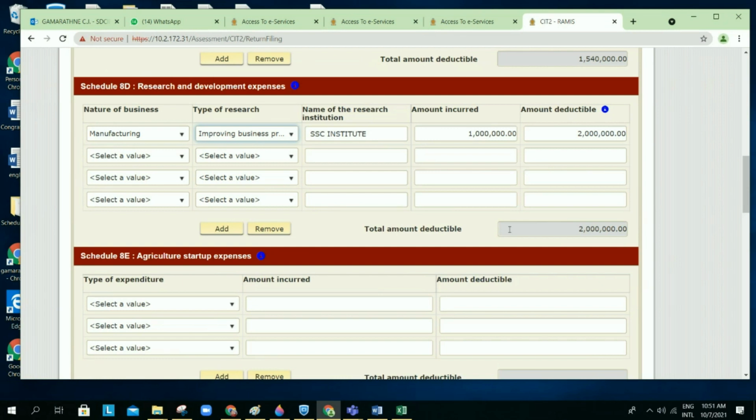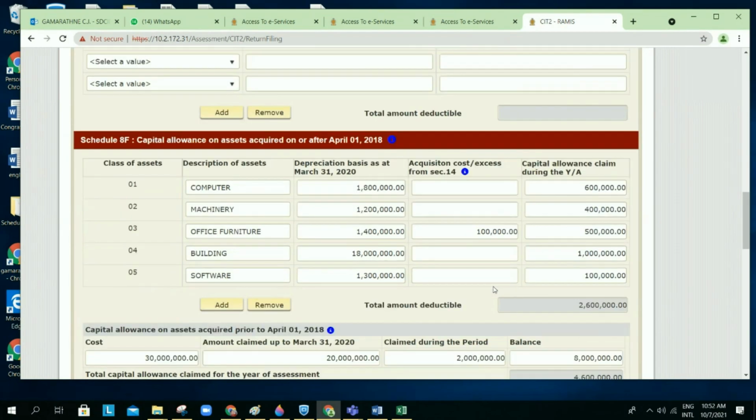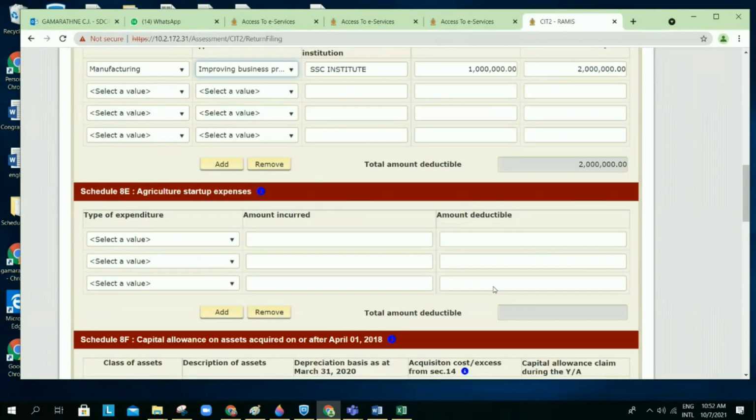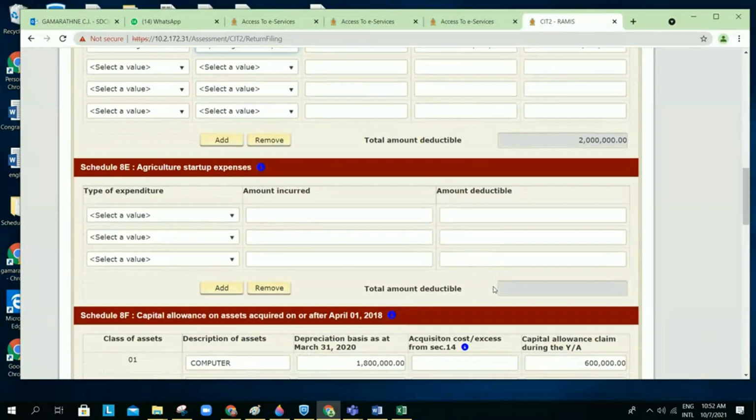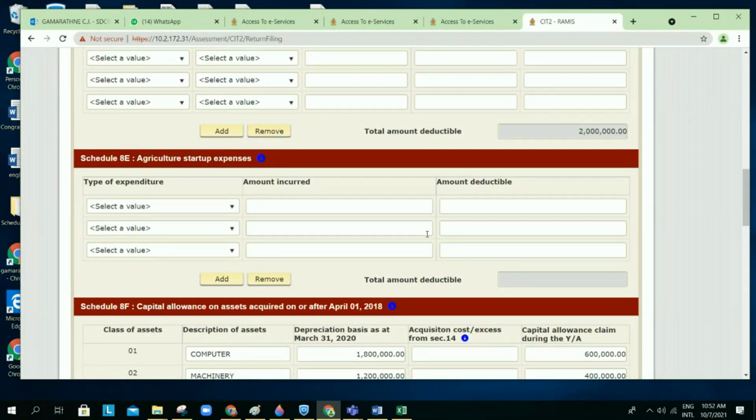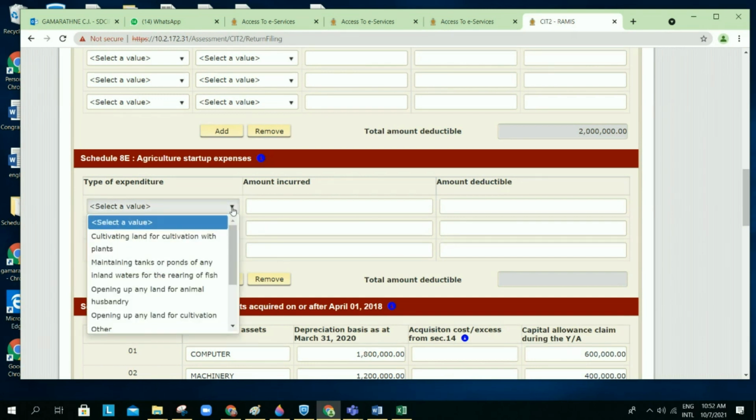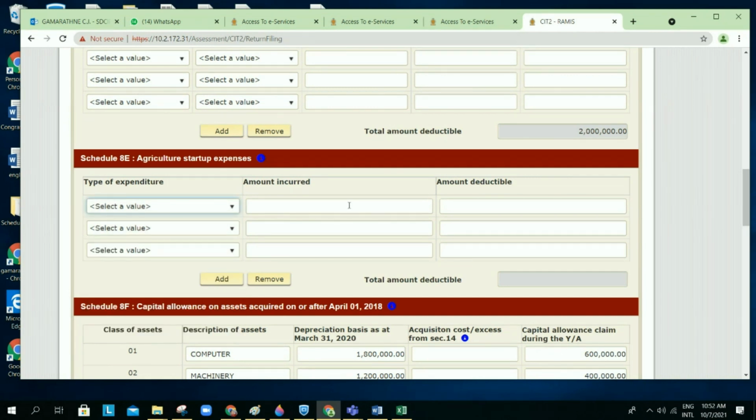There were no other values available. Therefore, we take the total amount deductible as 2 million. At the same time, I was supposed to discuss the agricultural startup, but in this question it is not relevant. Similar applications you have to do there. Then you have to select the type of expenditure, amount incurred and amount deductible. After that you can take the total amount deductible.